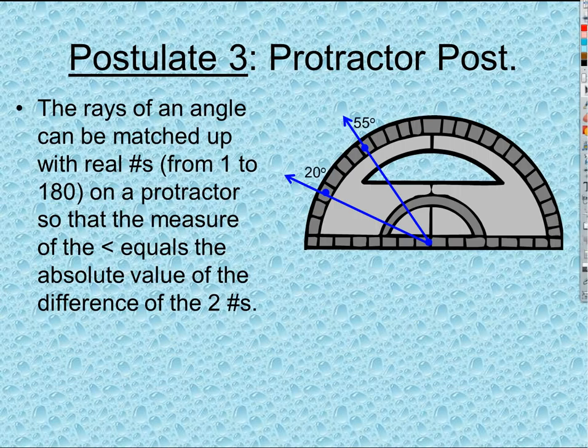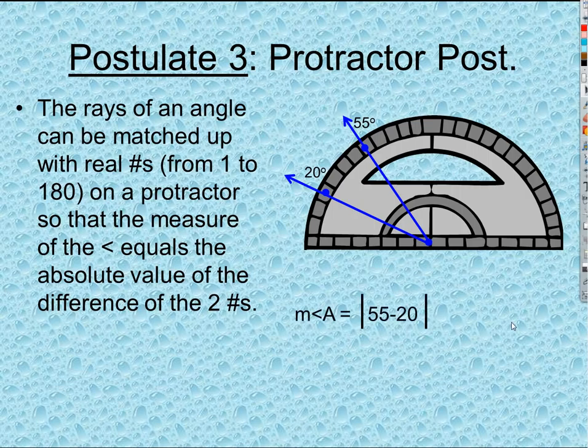on the little hole in the protractor, and let's say that one of the rays of the angle, one side of the angle lines up with the 20-degree mark on the protractor, and the other side of the angle lines up with the 55-degree mark on the protractor. How big is the angle? 35, sure, we just subtract, right?